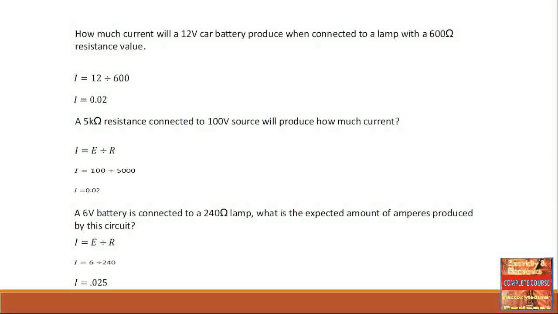A 5 kilo ohm resistance connected to a 100 volt source will produce how much current? Rearranging the Ohm's law formula for current, I equals E divided by R. In this case, we get current equals 100 volts divided by 5,000, which is 5 kilo ohms, and we get a current of 0.02 amps.